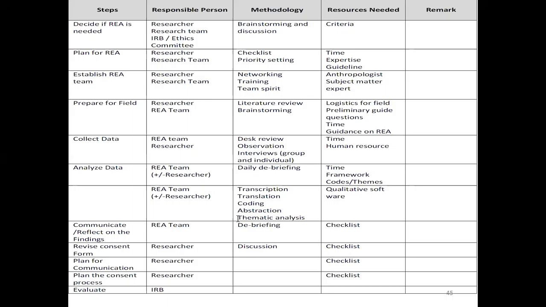This includes identification of members of the team. It's supposed to be a multidisciplinary team, which includes the principal investigator, a social scientist, and also an insider of the setting. That's the minimum we need, but as needed we involved one or two more, so usually the members ranged between 4 to 5. Careful preparation was done, then moving to the field, then data collection and analysis. The analysis has both on-the-field analysis with daily debriefings, which inform subsequent data collection.